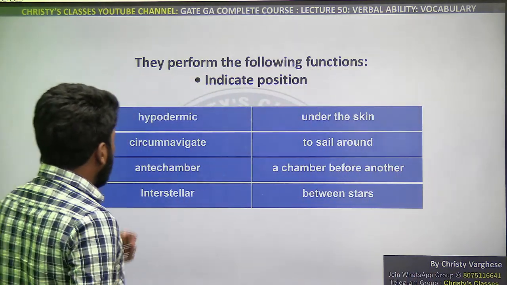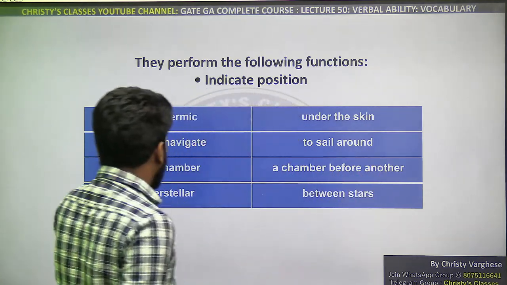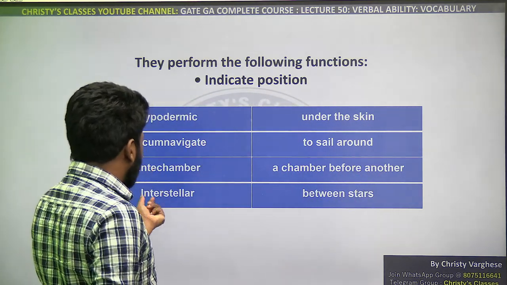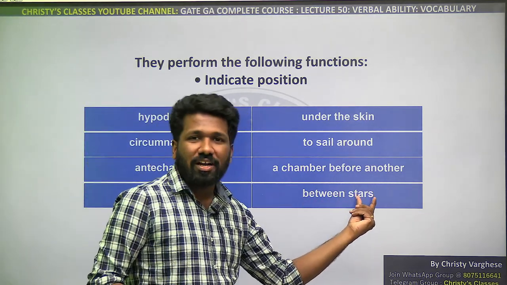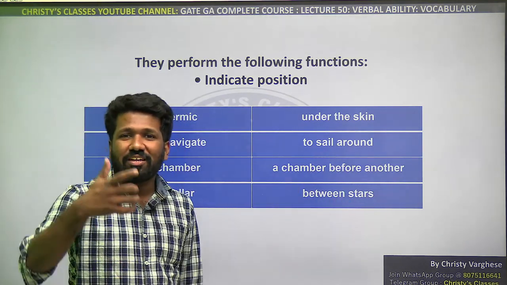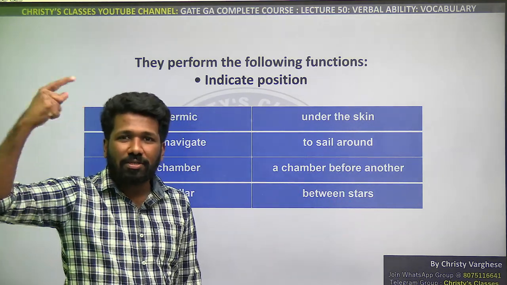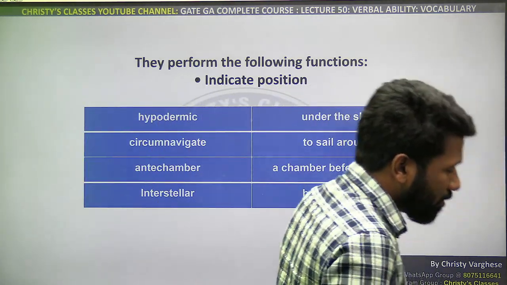So, antechamber. A chamber before another. So that is what ante is used for. Interstellar. Stellar means connected to stars. So inter means between stars. So the movie Interstellar also makes more sense now, the title of the movie. Getting the point? Very good, Omkar.